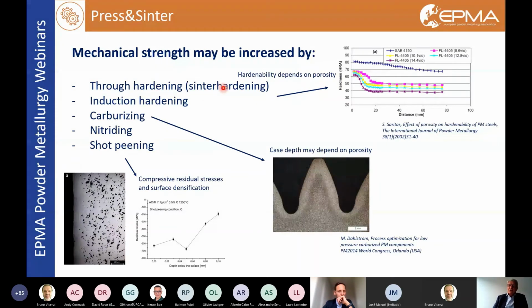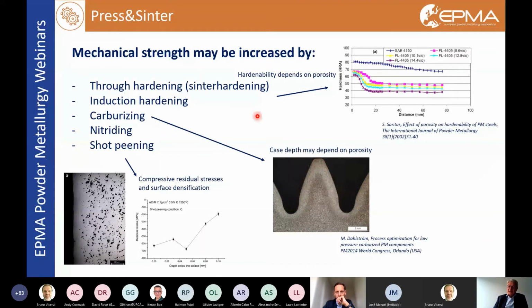In this case, we have to take into account that the hardenability depends on porosity. This figure compares the Jominy curves of the full dense material and of almost the same material with an increasing amount of pores, and we may observe that the curve shifts towards the left on increasing porosity. We may also use thermochemical treatments like carburizing and nitriding.